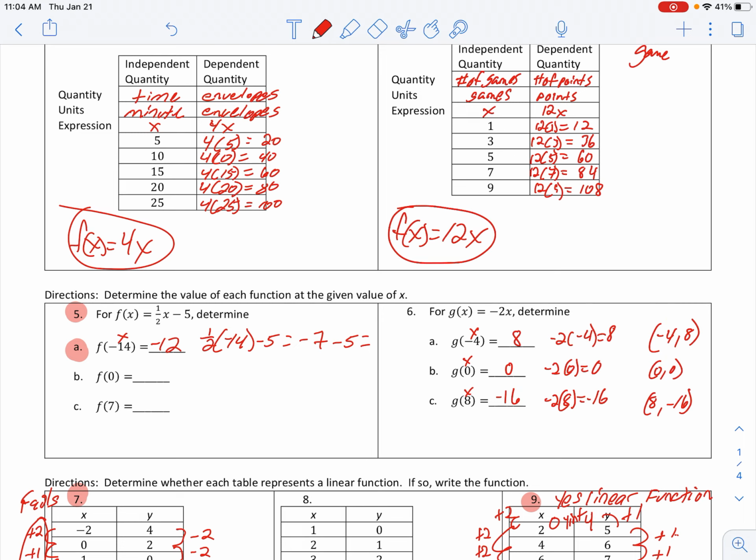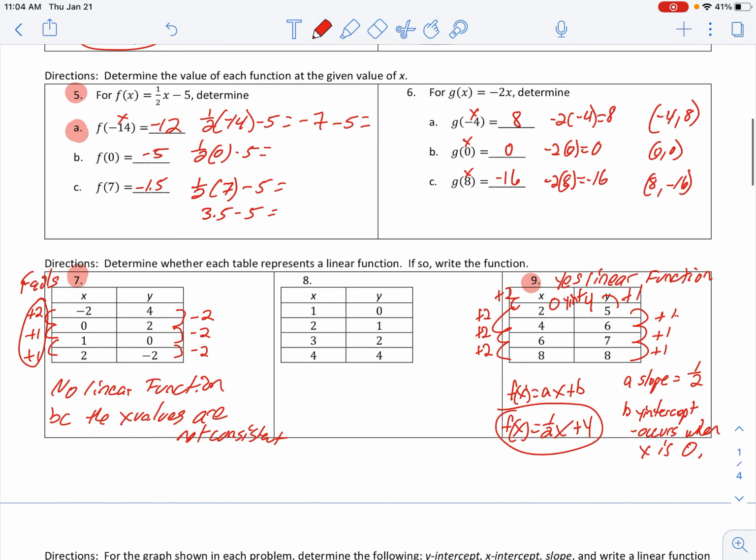All right. Now, earlier I forgot to do this for my other kids for 5, letter B. Not forgot, but I did skip over that. So what you should have for your answers there then is negative 5. And then for f of 7, okay, half of 7 is 3.5, and 3.5 minus 5 turns out to be negative 1.5, okay?